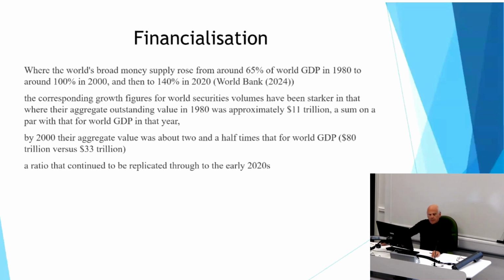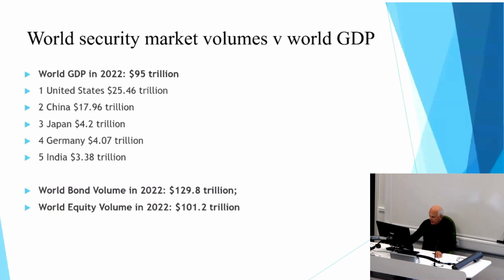where the world's broad money supply rose from around 65% of world GDP in 1980 to around 100% in 2000, and then to 140% in 2020. The corresponding growth figures for world securities volumes have been starker, in that where their aggregate outstanding value in 1980 was approximately $11 trillion, a sum on a par with that for world GDP in that year. By 2000, their aggregate value was about 2.5 times that for world GDP, a ratio that continued to be replicated through to the early 2020s, as you can see here.